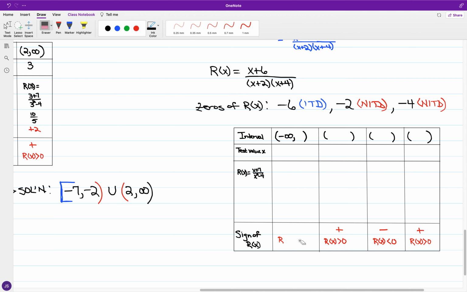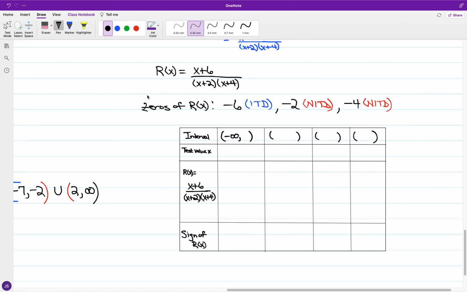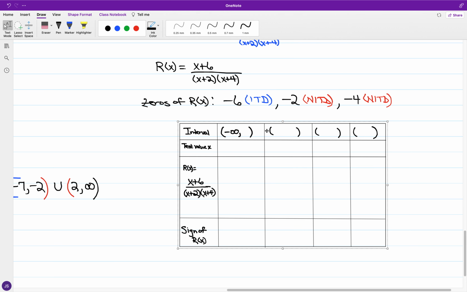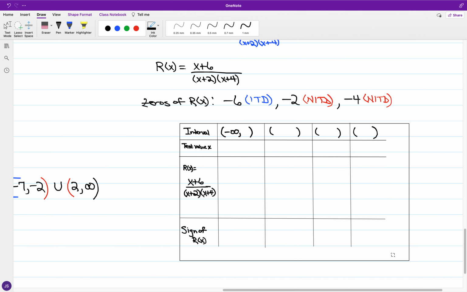We still have 4 distinct interval sections, just like in the first case. Okay, so now with r of x, again we have x plus 6, all over the quantity of x plus 2 times x plus 4. And once again, in looking at what we have for the intervals.